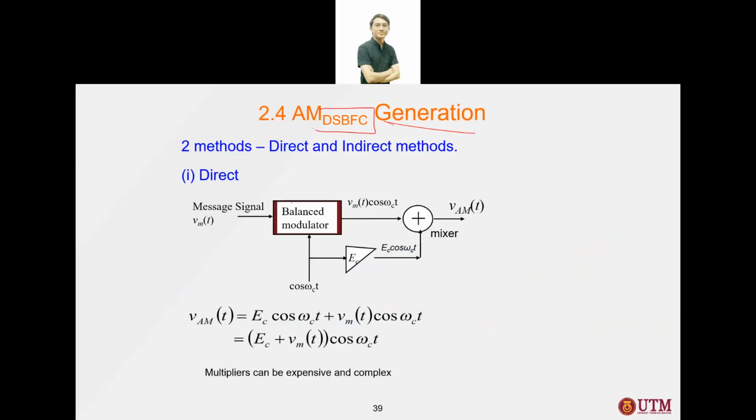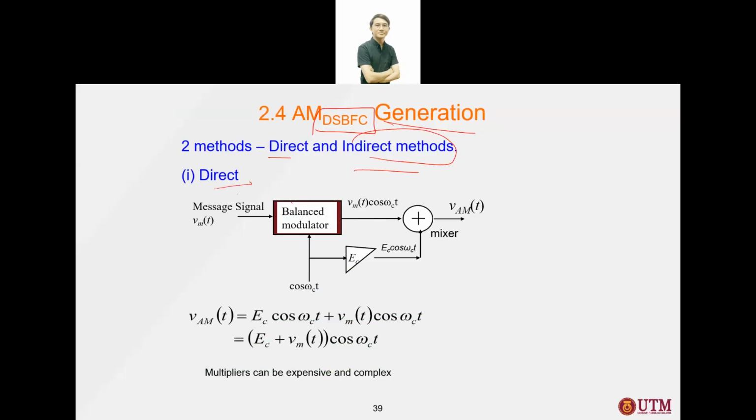Now, in order for us to produce a double sideband full carrier, there are two methods, which we call the direct and indirect method. Normally, the indirect method is more challenging, because you will learn the direct and indirect methods to produce double sideband full carrier, to produce single sideband suppressed carrier, and so on.